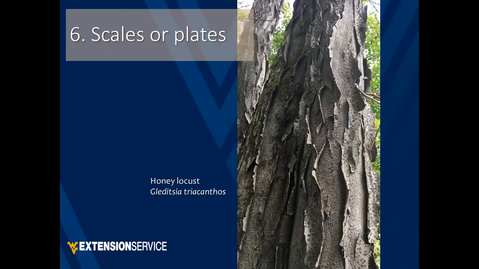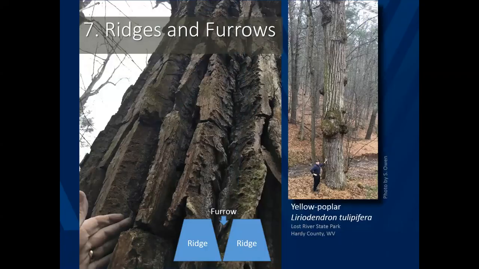And finally, ridges and furrows. This is probably the category that most trees will fall into at one time or another in their lives. The ridges are the high spots on the bark, and the furrows are the low spots. This is a big old yellow poplar tree that we found a couple weeks ago at a state park. A very big, thick bark on that one.